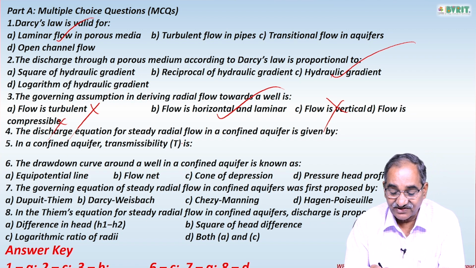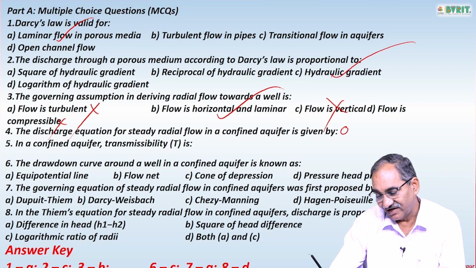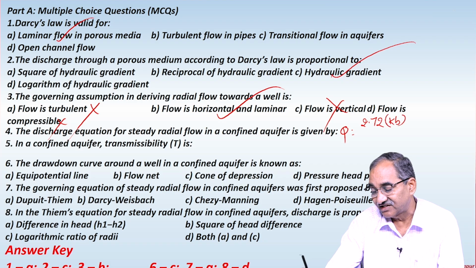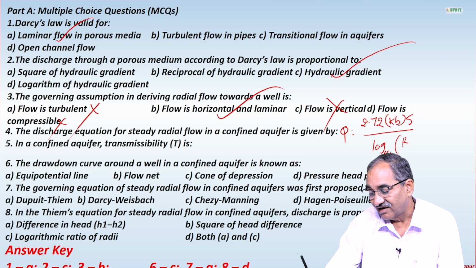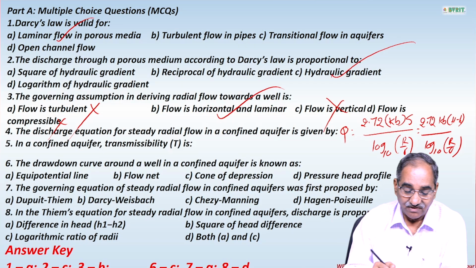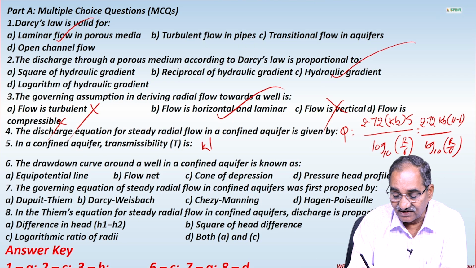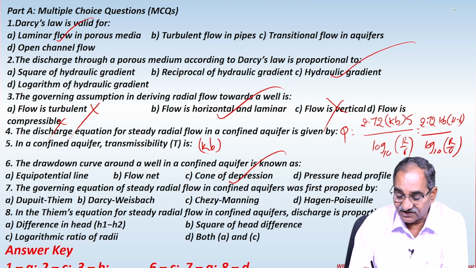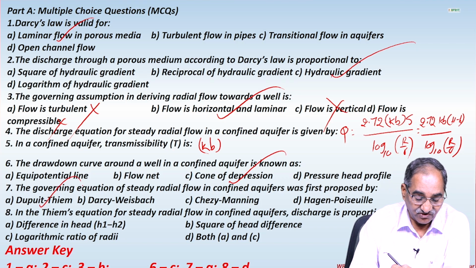The discharge equation for steady radial flow, now you tell me, what is Q is equal to 2.72 into KB, that is also called T, into S divided by log base 10 R by r. Q is equal to 2.72 KB into (H minus h) divided by log base 10 R by r. That's all. In a confined aquifer, transmissibility is equal to KB. The drawdown curve around the well in a confined aquifer is known as cone of depression. The governing equation for steady radial flow in a confined aquifer is the Dupuit-Thiem equation.